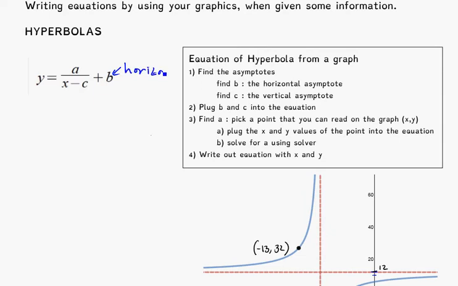horizontal asymptote, and c is going to give you your vertical. Important things to remember when we're solving these problems.